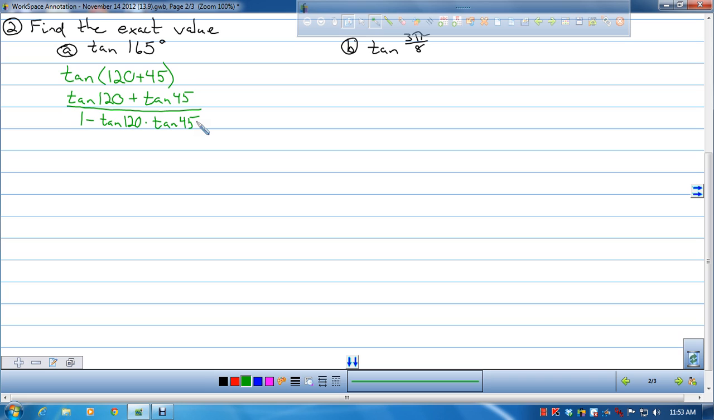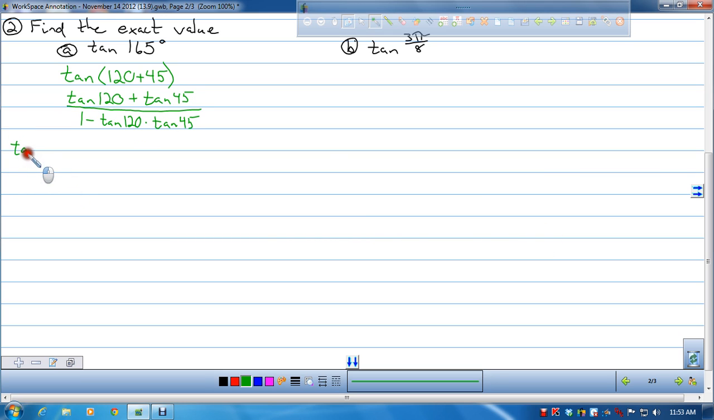Okay? Now, unlike sine and cosine, our unit circle doesn't necessarily just come out and give us my value of this trig function. Remember, tangent is equal to y over x. So when I'm looking to fill in for tangent 120 and tangent 45, I've actually got to go do a little work first.